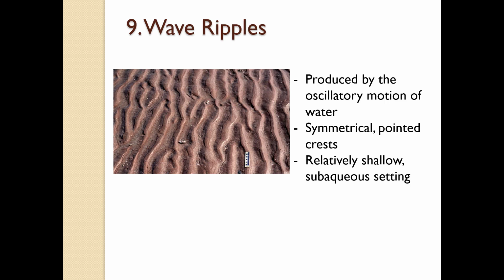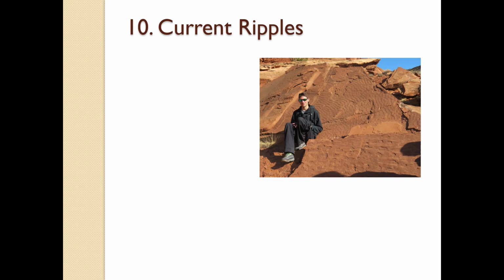Good stuff. But sometimes you do have a distinct current, and that's when you create something called current ripples. Current ripples are when you have ripples that have asymmetrical crests. So when you actually touch them or when you look at them, you can see that one side of the crest or of the wave is more steeply dipping than the other.